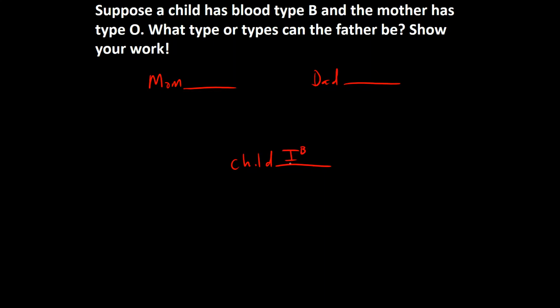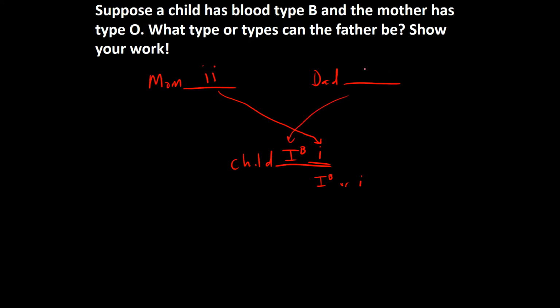So if the child has blood type B, we know he or she has to have an I^B, and then something else here. As we saw in the last video, it could be this, or it could be that. The mother has type O, so mom is little i, little i. Right away we know mom has to give one of these, so mom is going to give a little i. So this I^B right there has to have come from dad.